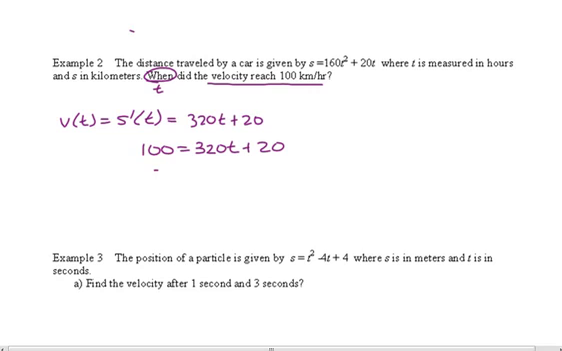Subtract 20, gives you 80. Divide by 320, and that gives you 1 over 4. What's the unit? In hours. T is measured in hours and s was in kilometers. So that's a quarter of an hour, or 15 minutes.